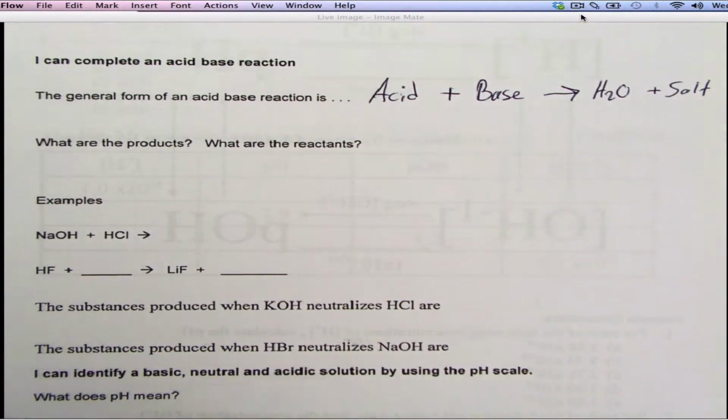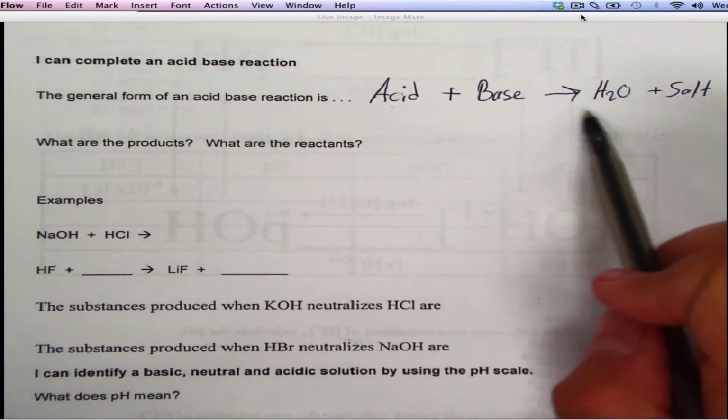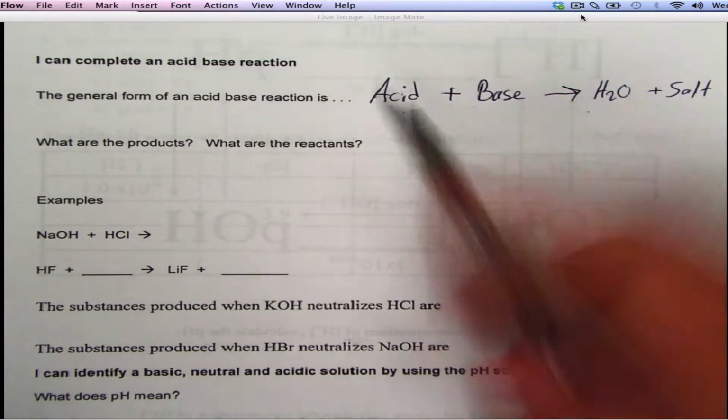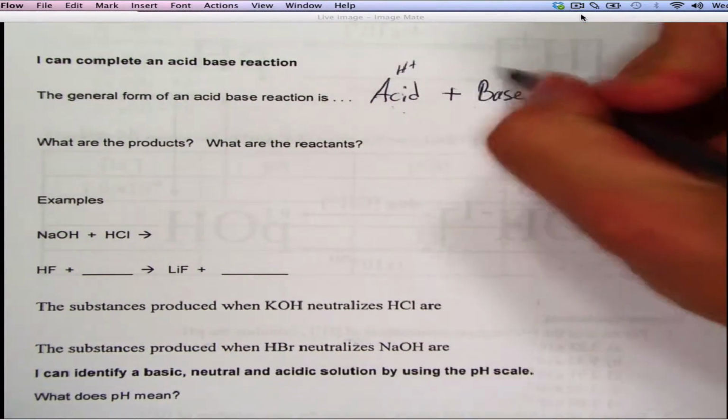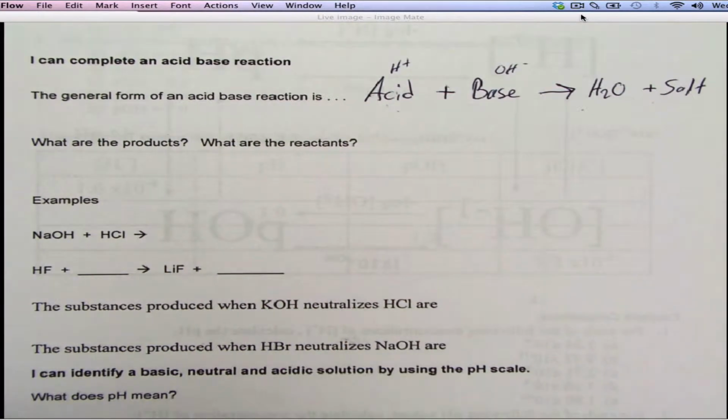Now, don't just think salt as in table salt. No, it's not the case. Remember, salt's a broad term. All right, so here's your general form. So how do we identify an acid? Remember, acid has an H plus in our case, and base is going to have an OH minus. For most of the time, in our purposes, that'll work.